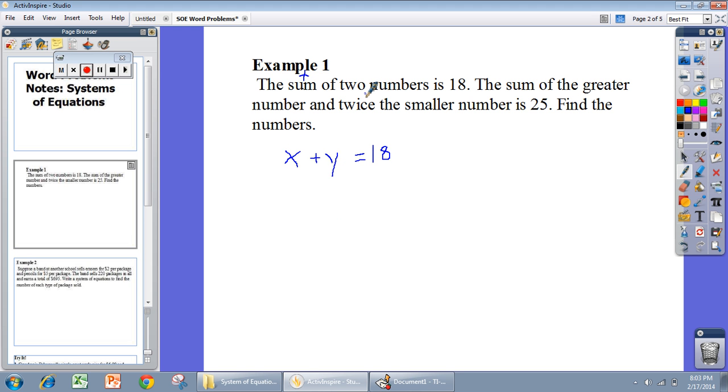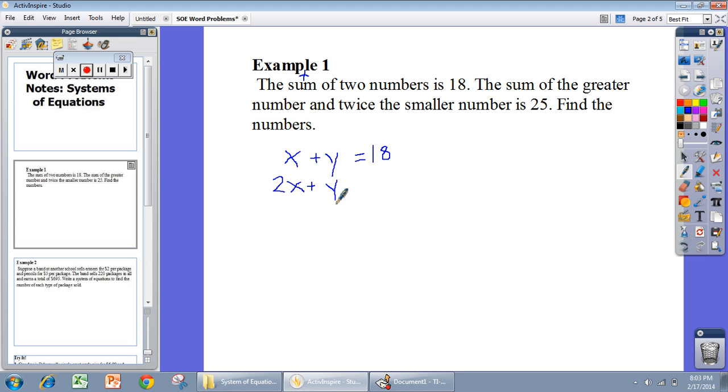Okay, so how do I represent twice something? What am I going to multiply by? Yeah, 2. All right, so we're going to have 2x plus y is going to give me 25.